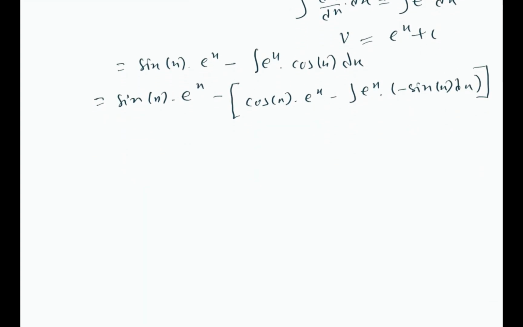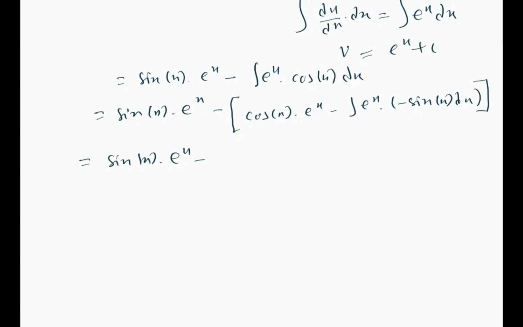So now we can work on this. We can write sine of x times e to the power x minus cos of x, e to the power x. This minus and this minus gives plus, right? Minus into minus is plus, plus into minus is minus. So this should be minus.